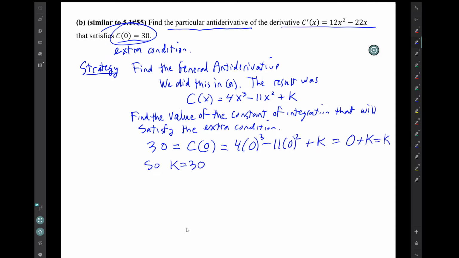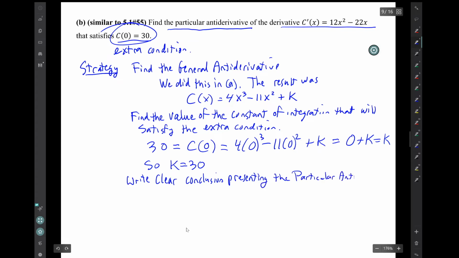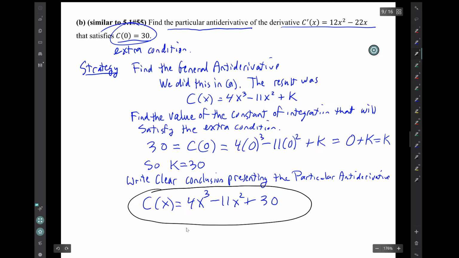So we found the value of k. k has to be the number 30. But the question was not to find k. The question was to find the particular antiderivative. So now we have to write a clear conclusion presenting the particular antiderivative. And there's our result. Again, we are asked for a particular antiderivative. Our answer needs to be a function, not just this k equals 30. That's not our answer. Our answer is this function.